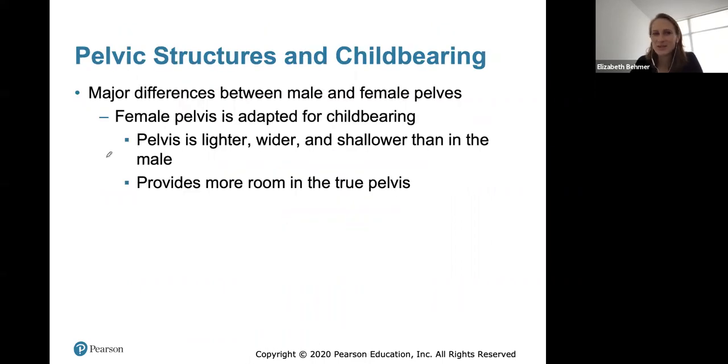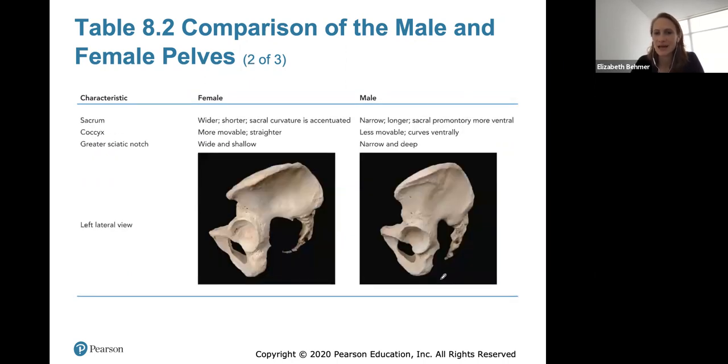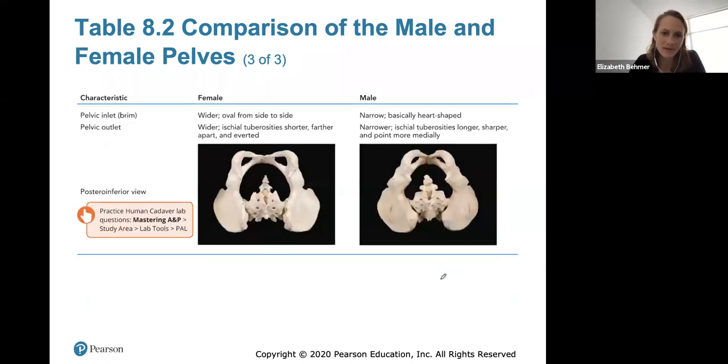The major differences, so this is a good slide to focus on because there will be a question about this. The female pelvis is adapted for childbearing, so it's lighter, wider, and shallower, provides more room in the true pelvis. And this is a great slide that details the comparisons of the male and female pelvis. The big one is the pubic arch is much wider in the female than in the male. And this is another look, a side view of the female and male pelvis. And again, you should know this well. There will at least be one test question, whether it's lecture or lab, about a female and male pelvis.